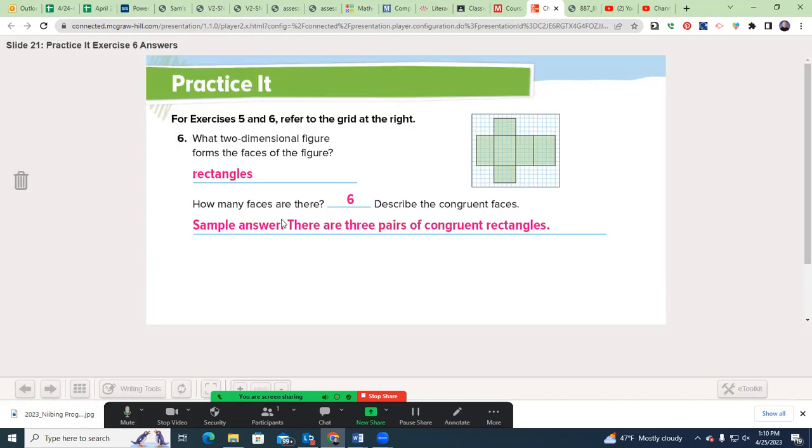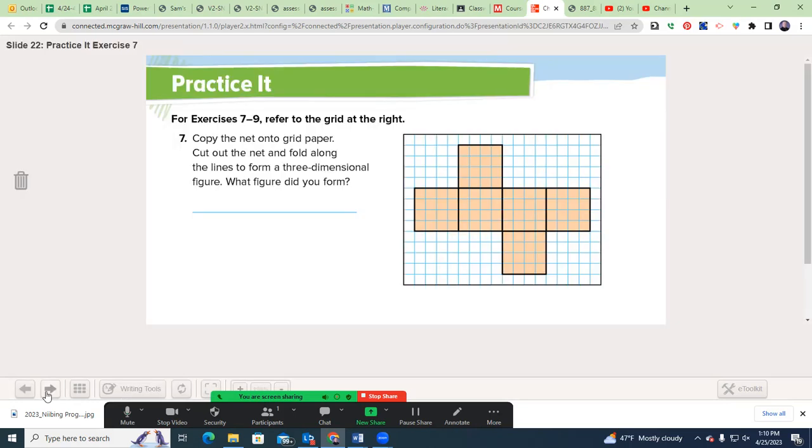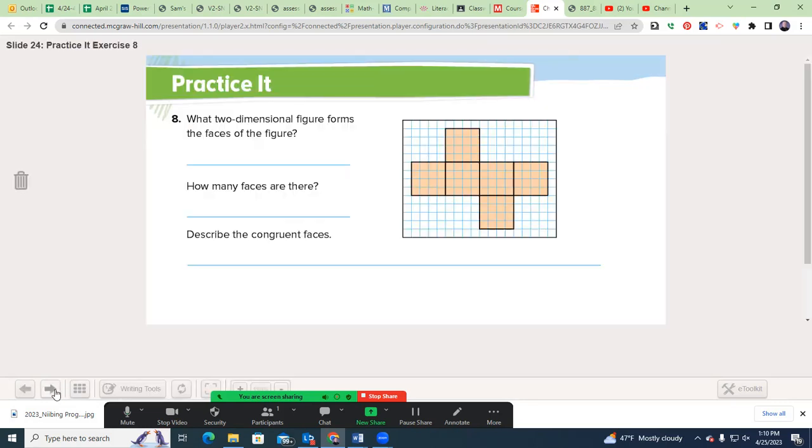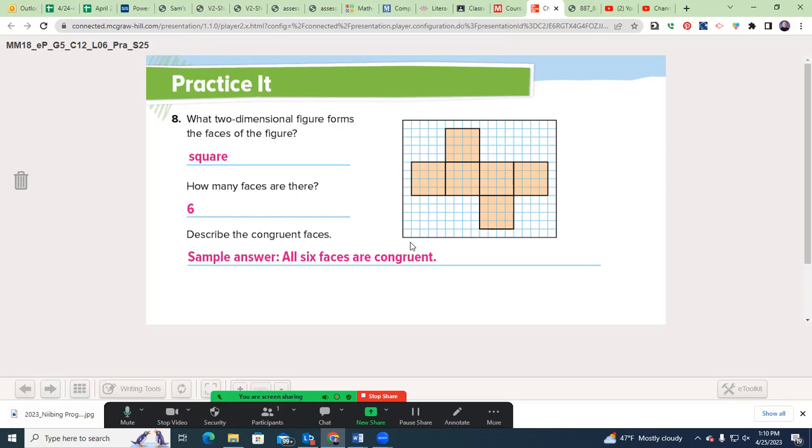Welcome back. They are rectangles. There are 6 faces, 3 pairs of congruent rectangles. Pair 1, pair 2, and pair 3. Number 7, you may pause the video now. Welcome back. It's a cube. And you can tell because these are all 4 by 4. So they're all congruent. Now number 8, go ahead and pause the video. Welcome back. It's a square with 6 faces, and all 6 are congruent.